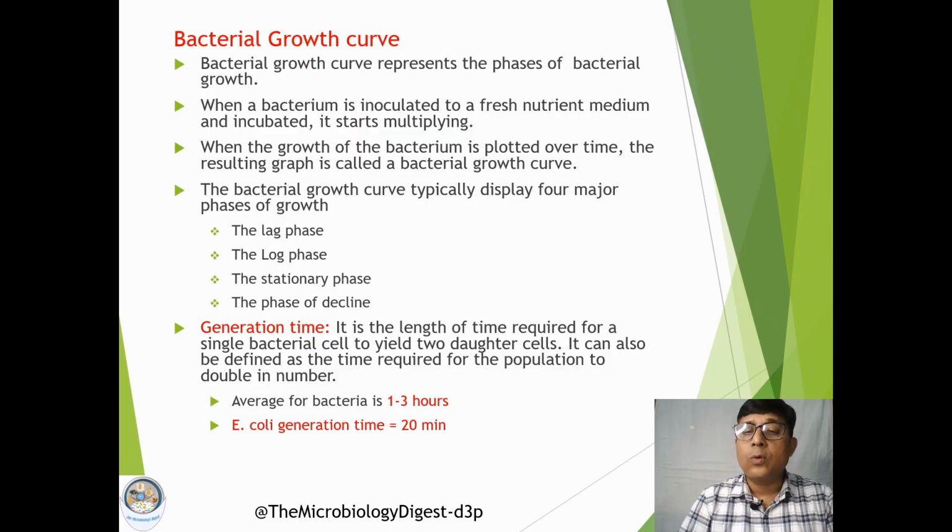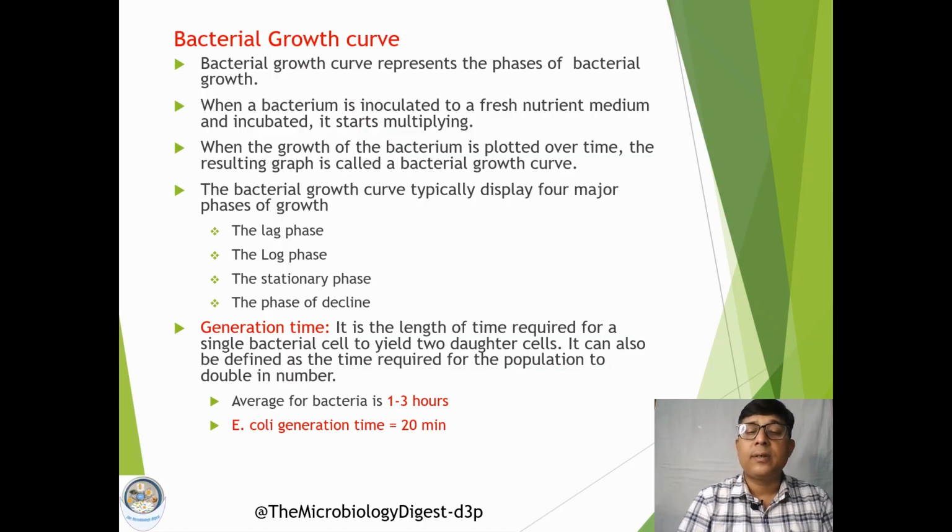When this growth of bacteria is plotted against time, a specific curve is generated. That curve is called the bacterial growth curve. Typically, the bacterial growth curve contains four different phases. First is the lag phase, second is the log phase, third is the stationary phase, and fourth is the phase of decline.